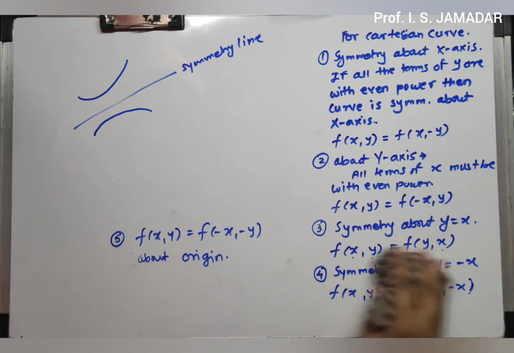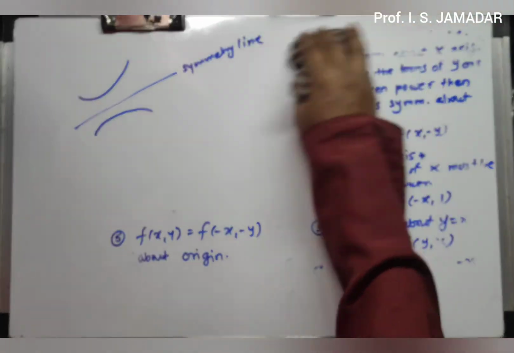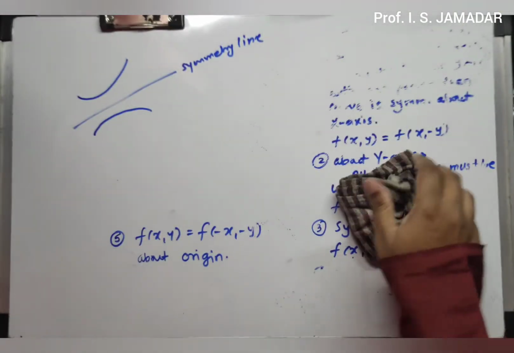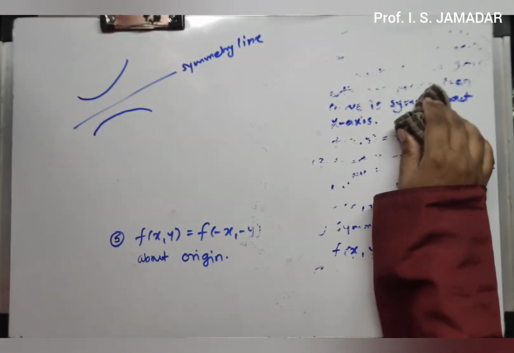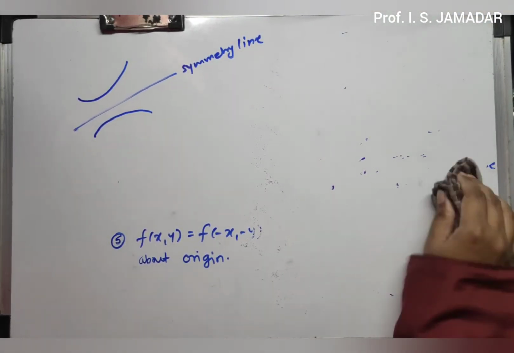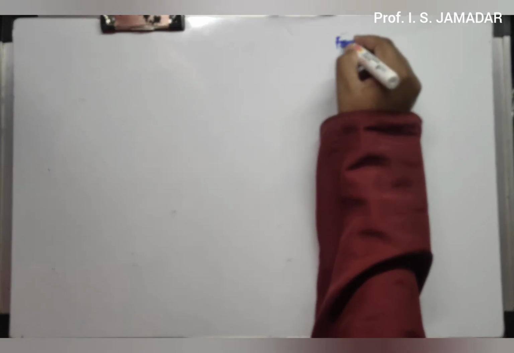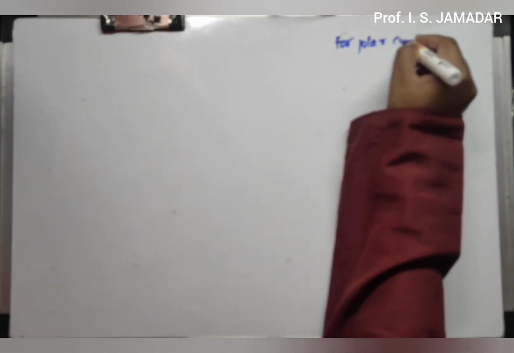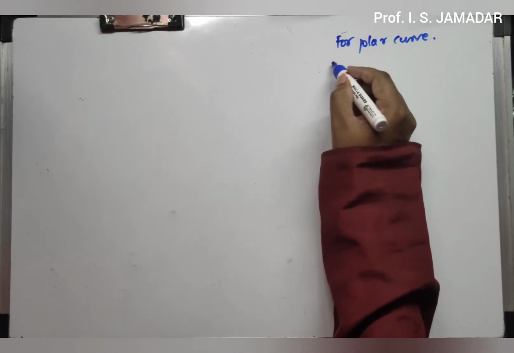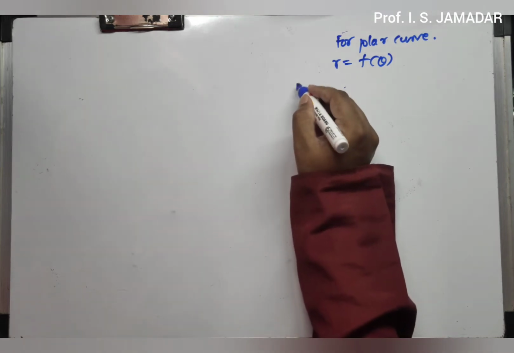Now what about polar curve? For polar curve, the equation is in the form of r and theta. Equation is in terms of polar coordinates r and theta. So we'll mention the rules for polar curve. For polar curve, we have the equation as r is equal to f of theta. Then we have the rules for symmetry as follows.